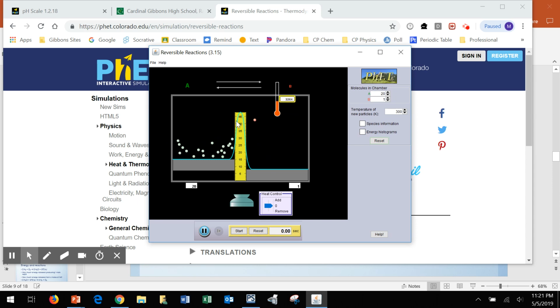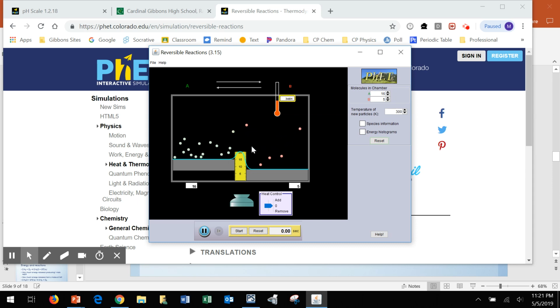But what a catalyst will do is not change the height of this or that. What it will do is lower this wall and allow more things to get over by having a lower activation energy. So it's easier for things to get one way and the other. And this is what we call a reversible reaction.